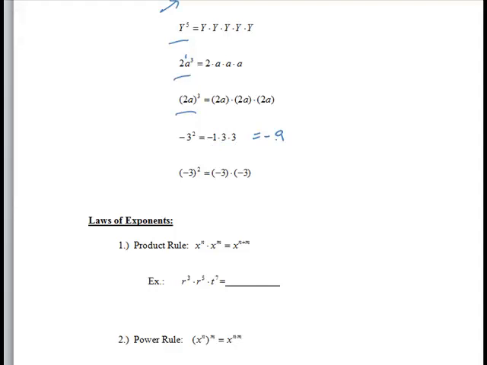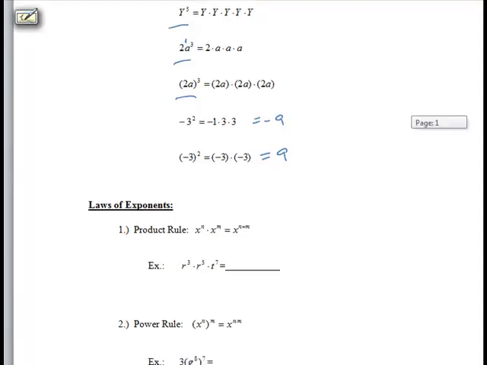However, like I said, you put parentheses around the negative 3. Now the negative is being squared along with the 3. The base is negative 3, so it gets multiplied by itself. Negative 3 times negative 3 is equal to a positive 9. So watch those parentheses, pay attention to the details.